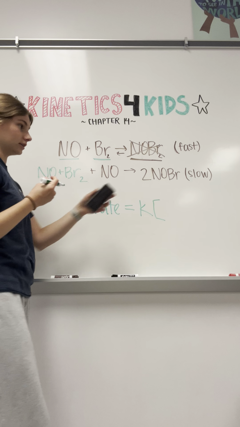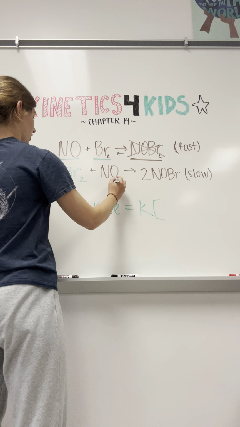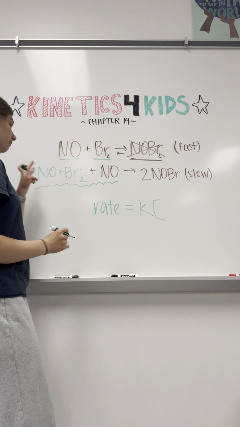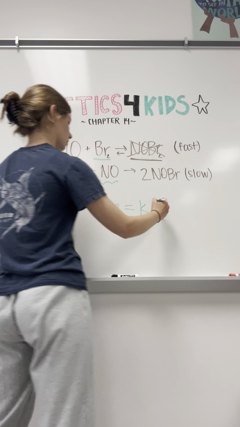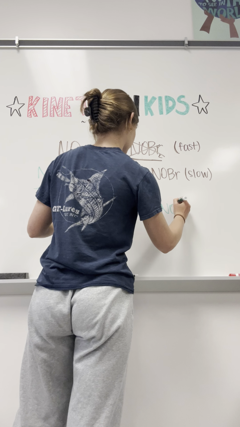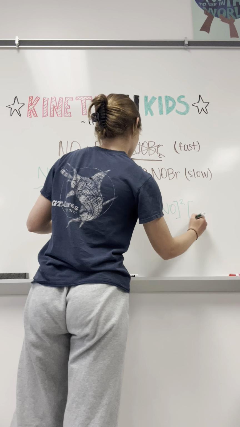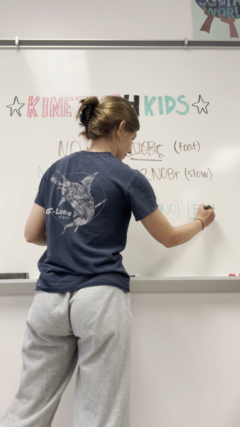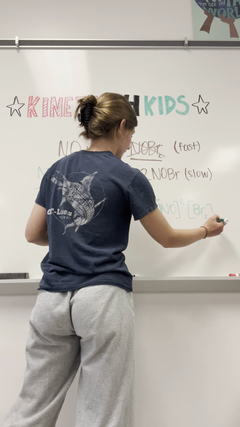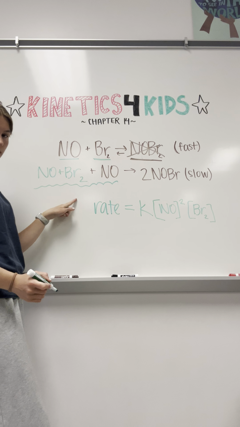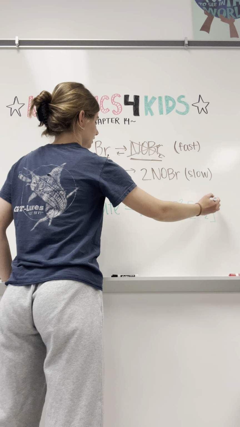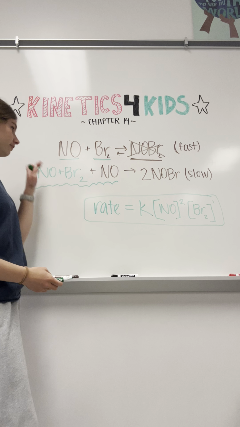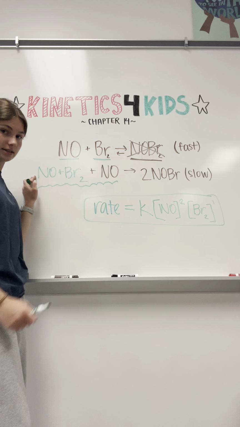So now if we look at the slow step, these are our actual reactants, and these are the reactants that we can write in the rate law. So we have two NOs, so NO is second order, and we have one bromine gas, so Br2, and that is first order because there's only one of them. So this would be our rate law for a reaction where the fast step is first and the rate determining step is second.